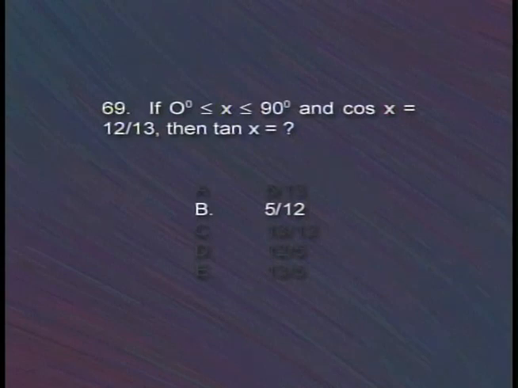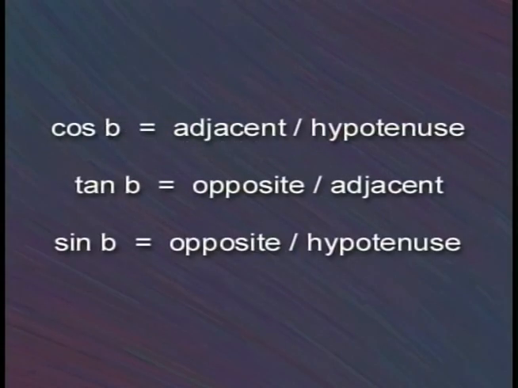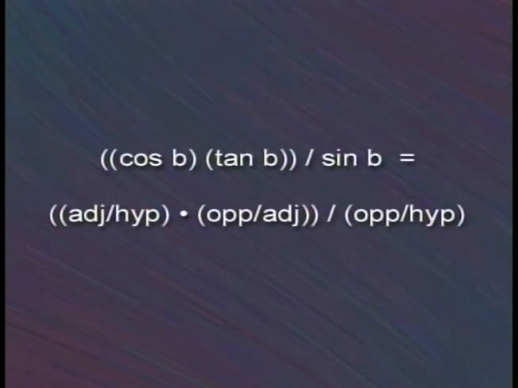Problem 70. For values of b where sine b, cosine b, and tangent b are all defined, cosine b times tangent b divided by sine b equals which of the following? Let's substitute the definitions of cosine, sine, and tangent into this equation to help us simplify the problem. Cosine b equals the adjacent side divided by the hypotenuse. Tangent b equals the opposite side divided by the adjacent side.